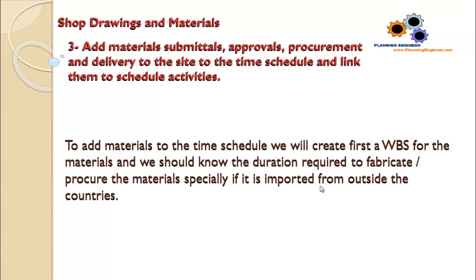Procurement means the material which will be imported from outside. They sometimes need to prepare it and ship it to your site. And the fabrication means that it will be fabricated. It is not on the shelf. They need to fabricate the material, then deliver it to the site. Let's go and see how to create this one in Primavera.